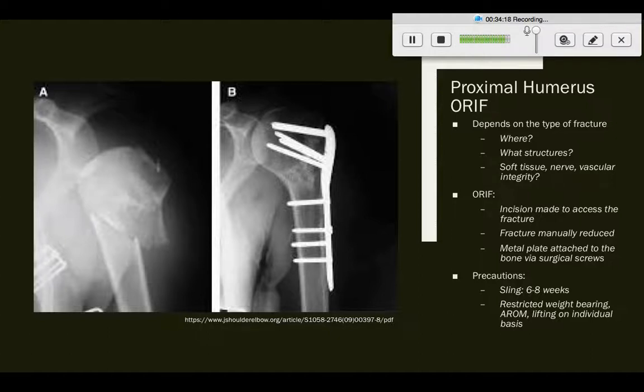Precautions: sling anywhere from 6 to 8 weeks. Bone quality or bone integrity is one of the factors that's going to dictate the length of sling use. They're going to be restricted weight bearing, which means no pushing or pulling using the upper extremity. They typically have restricted mobility into specific planes depending on what parts of the humerus were involved, and then lifting restrictions as well. But this will all be on an individual case-by-case basis.